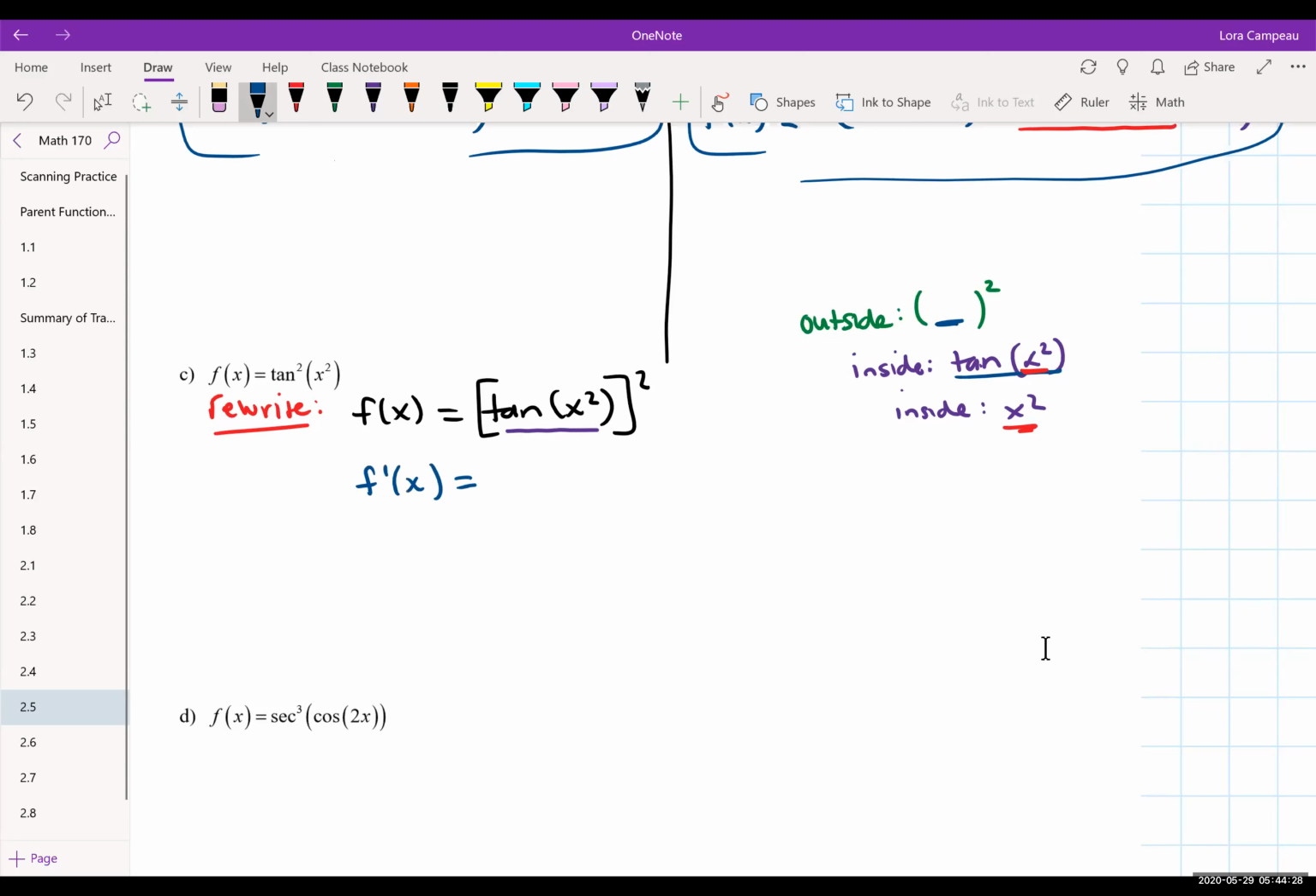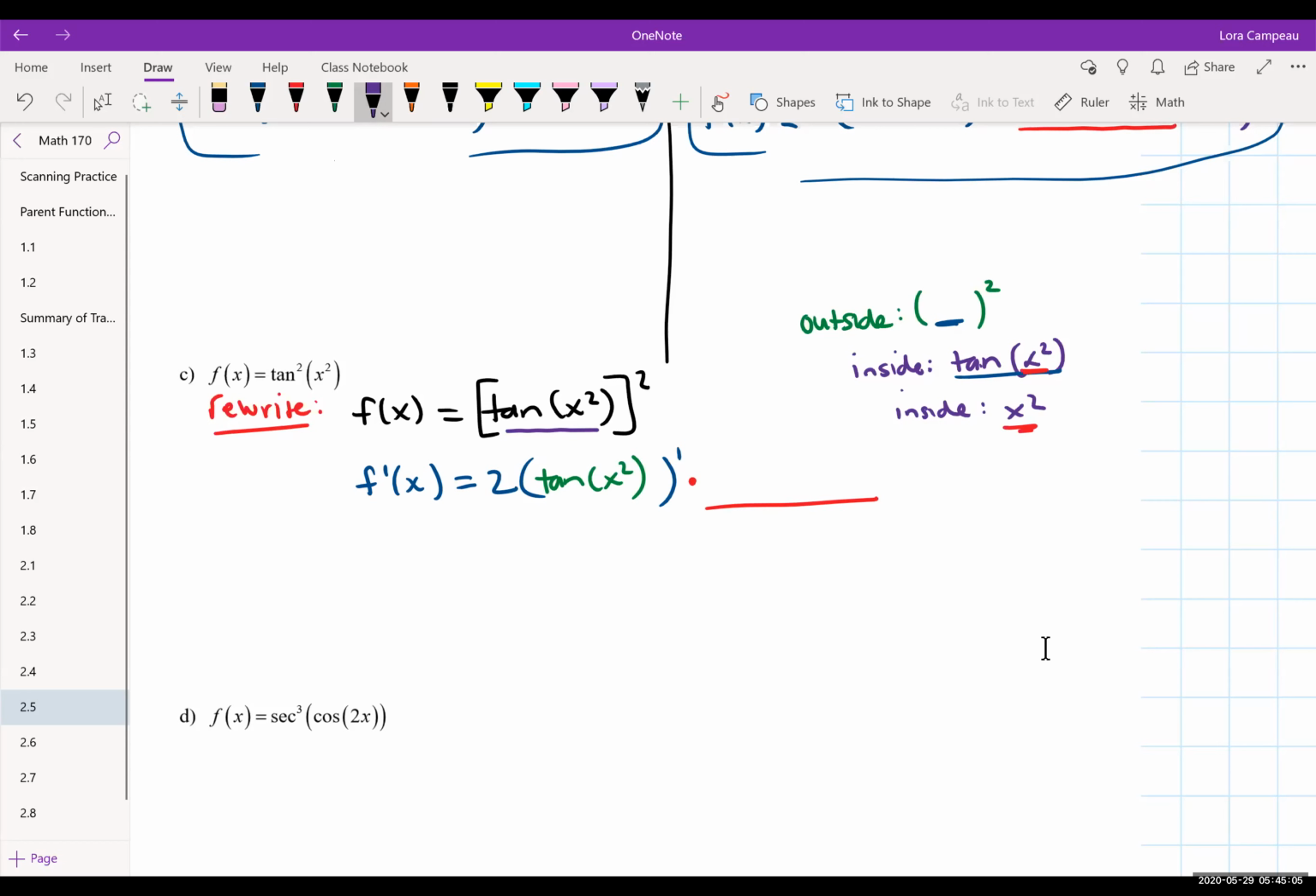So the first thing we're going to look at is what's the derivative of something squared? We bring the 2 around in front. We're going to multiply that by something. So 2 times something, and then when you take a power off, it's something to the first power. That something happens to be the tangent x squared. Now we have a chain going on. We now have to figure out what is the derivative of tangent of x squared.